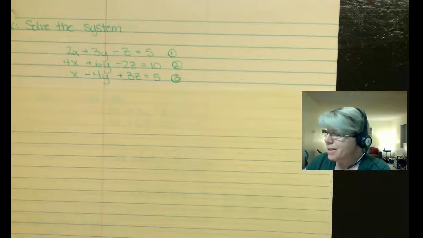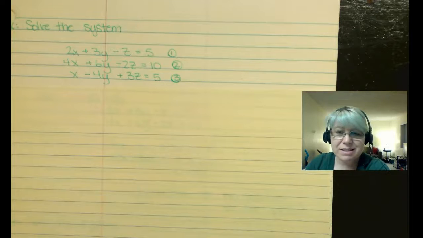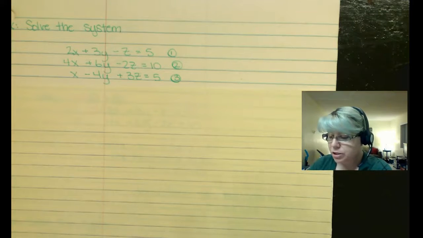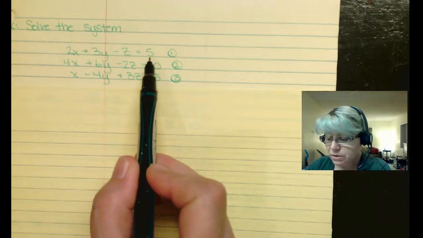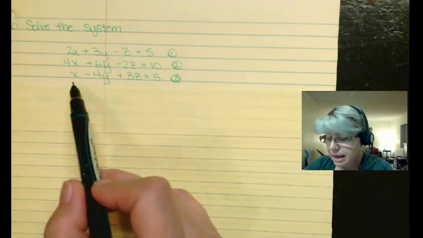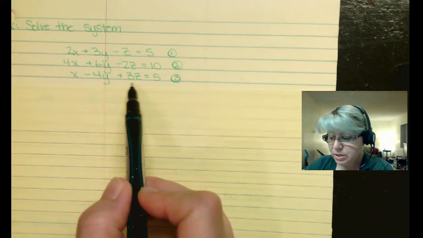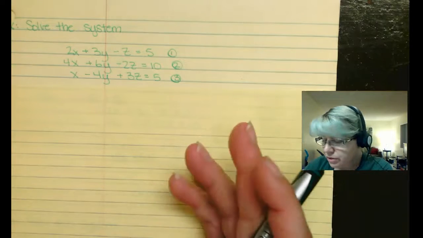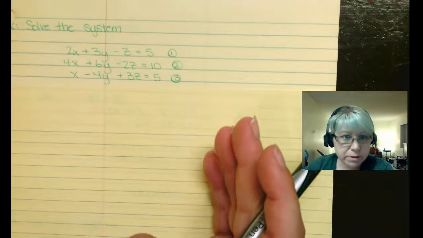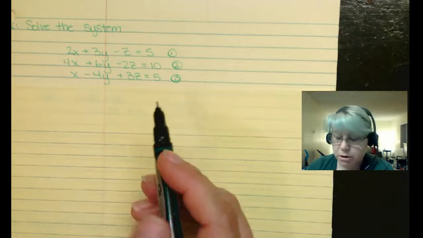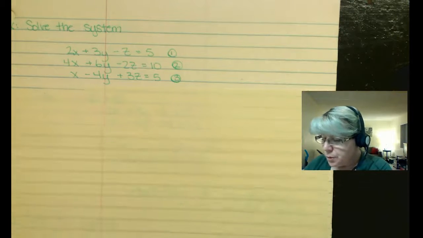I think probably the hardest part of this whole thing is not necessarily the algebra, but it's planning your attack. Like, what can I do when I have a system like 2x plus 3y minus z equals 5, 4x plus 6y minus 2z equals 10, and x minus 4y plus 3z equals 5? Where do you even start? Well, you have to select one of the variables to eliminate. Sometimes it's easier to eliminate one variable over another. So let's figure this out.